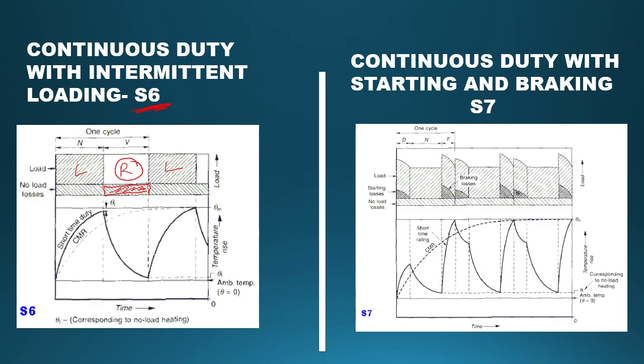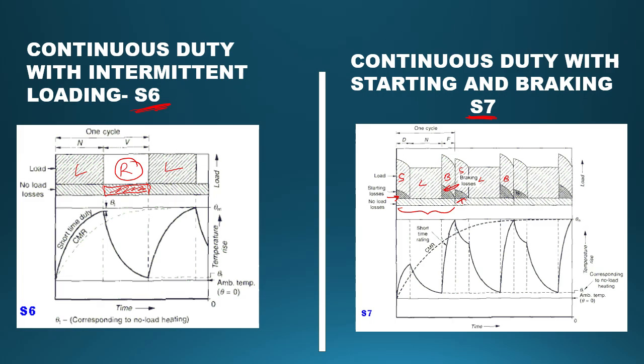Now coming to S7, we have the continuous duty with starting and braking. You can see from the curve that this is the starting loss. This refers to the braking period, and again there is a start. There is no rest period in this duty cycle. We have starting, loading, braking, then again starting, loading, braking, and the cycle repeats after this.